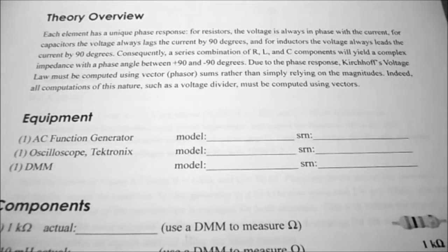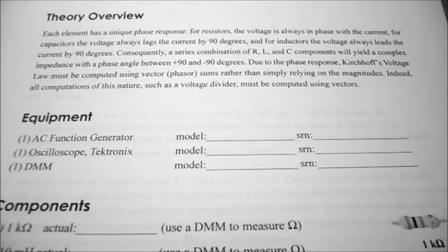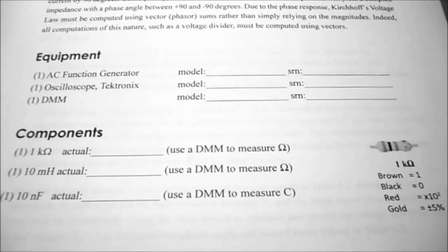The equipment today is going to be the AC function generator, and we use the circuit test SWF7000. We're going to be using the Tektronix oscilloscope, so you'll either use the TDS210 or the TDS1002. And we're going to use a digital multimeter, and as always we use the Mastech MSM9803. We're going to be using three components today: the 1K ohm resistor, the 10 millihenry inductor, and the 10 nanofarad capacitor. So the 10 millihenry inductor is going to be labeled 103, and the 10 nanofarad capacitor will be labeled 103.